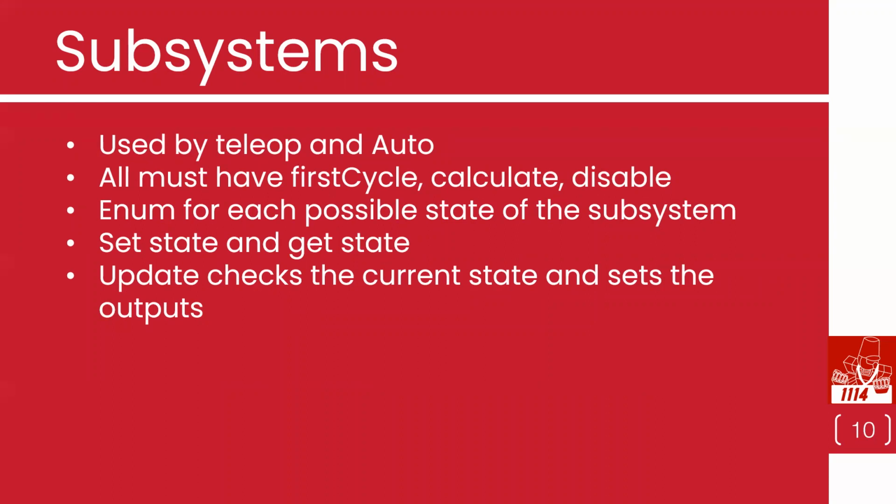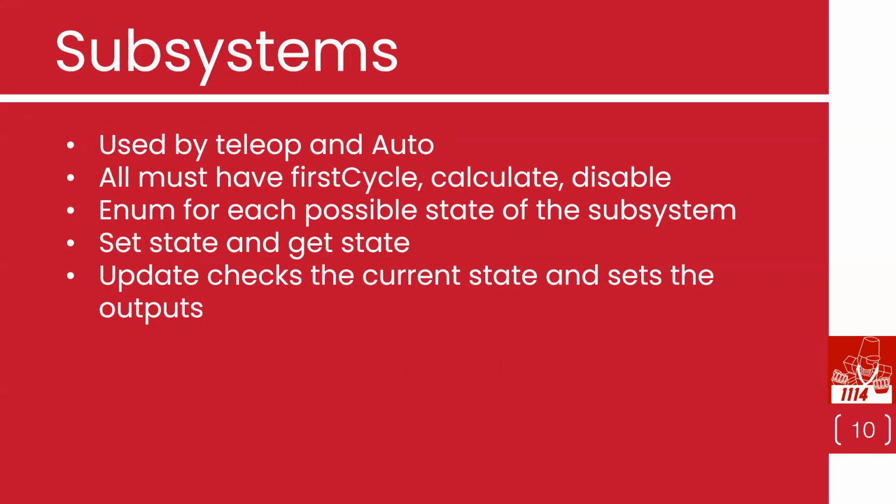And that way, let's say we wanted to change how fast our shooter was, we don't have to change it in 2 different places. We just change it in one place and it'll affect both auto and teleop. And the way we have our subsystem set up is that each subsystem has to have a function for first cycle, which is basically the initialization. It has to have a calculate function, which is basically what happens every loop. And then it has to have a disable function. So basically shutting the motors off.